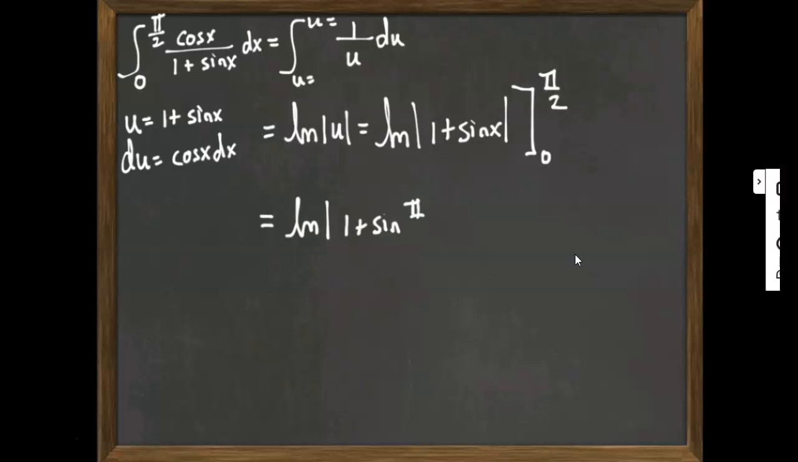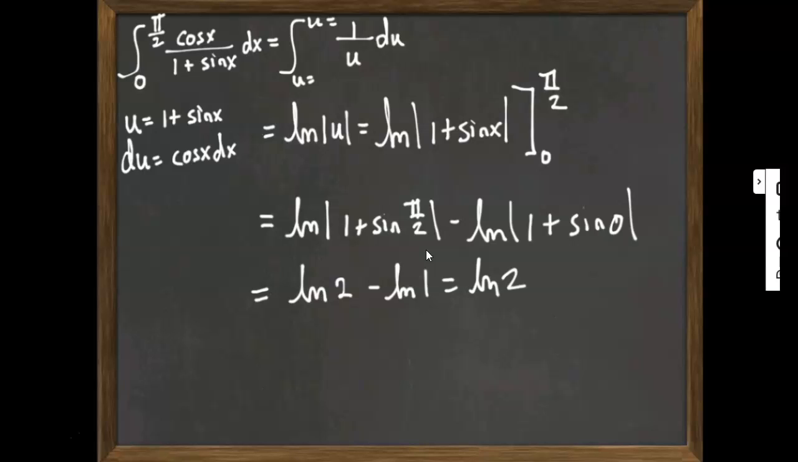ln absolute value of 1 plus sine of pi over 2 minus ln absolute value of 1 plus sine of 0. Well, sine of pi over 2 is 1, so 1 plus 1 would be 2. Absolute value of 2 is just going to be 2. And then here, sine of 0 is 0. 1 plus 0 is just 1. So we get ln of 2 minus ln of 1, but we remember that ln of 1 is 0. So then we have our result here, which is ln of 2.